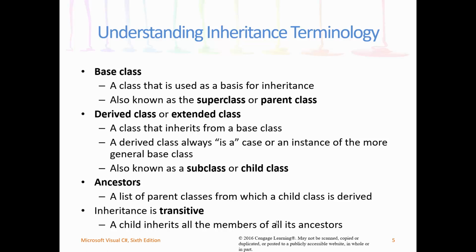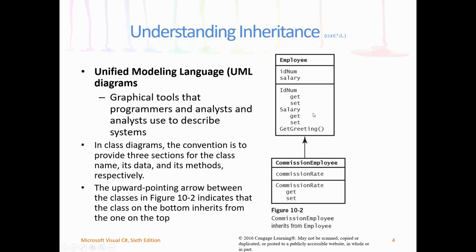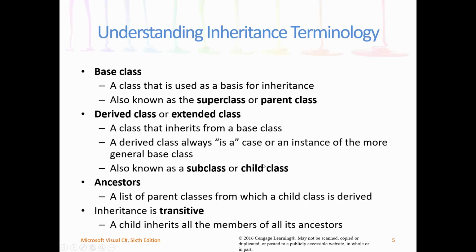As it says, ancestors are a list of parent classes from which child classes are derived. So in other words, let's suppose not only in here do we have this arrow coming up from commission employee, but let's say we've got one over here that comes up and it says hourly employee that also inherits from employee. And then maybe we break hourly employee down to full-time and part-time. All right? So they inherit everything from hourly employee, which inherits everything from employee, etc. What you're doing then is you're building what's referred to as an inheritance hierarchy.